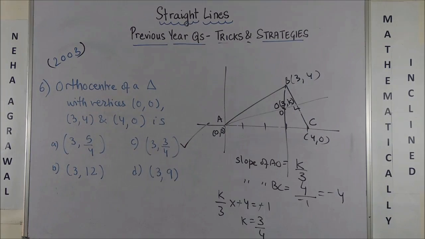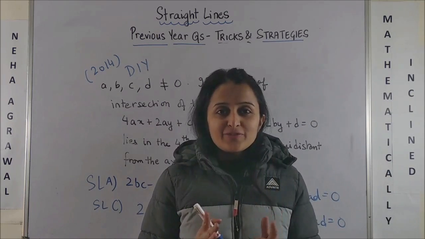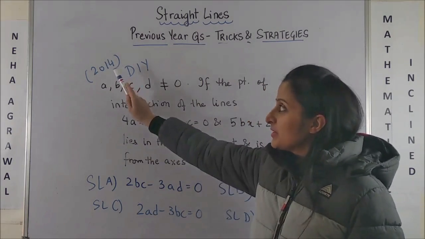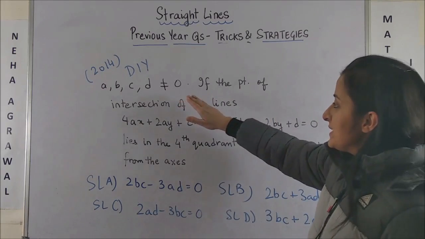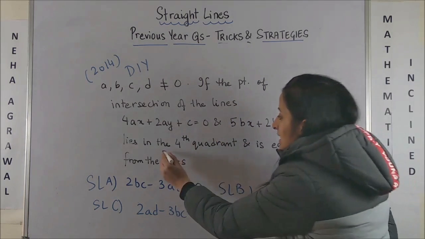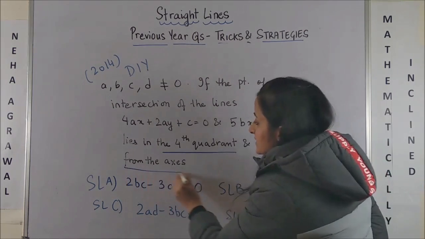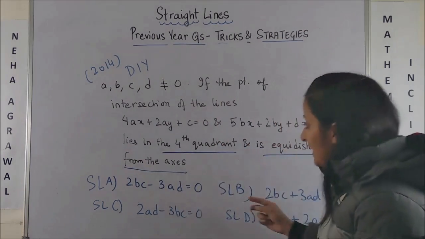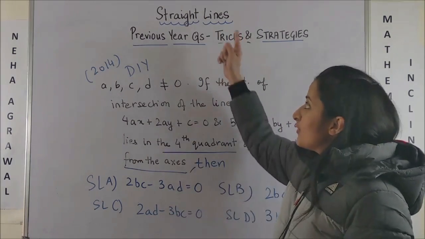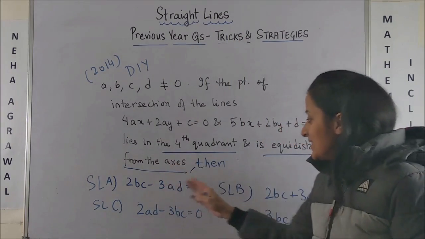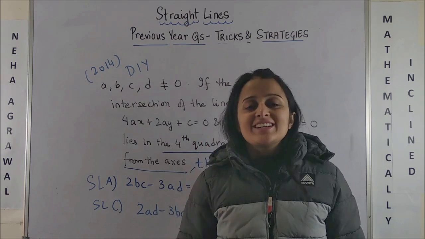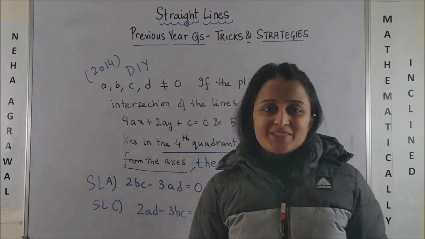Haven't we cracked it? So did you people enjoy this fast track session? If yes, then make sure that you try out this do-it-yourself question which came in 2014 mains. It says if A, B, C, D are 4 non-zero numbers, and the point of intersection of these two lines lies in the fourth quadrant and is equidistant from the axes, these two lines are very critical, then which of the 4 conditions is satisfied? You know the code for this video is SL, straight line. So SLA, SLB, SLC or SLD. Answer fast because you know the top 3 correct answers always get named in my upcoming videos.